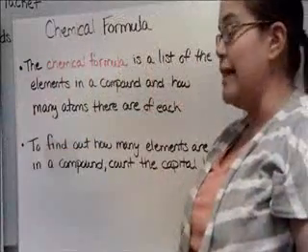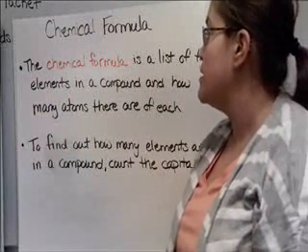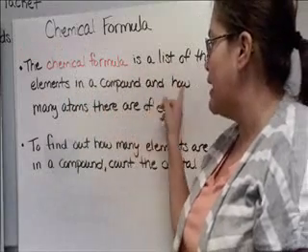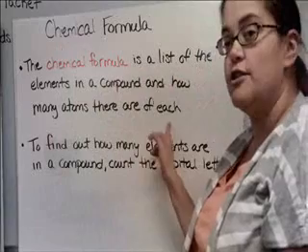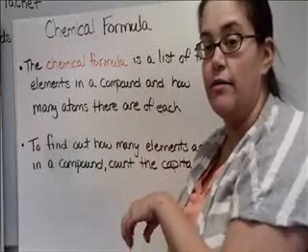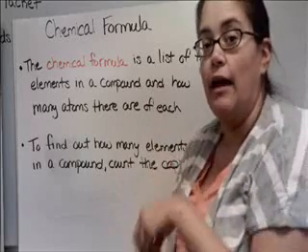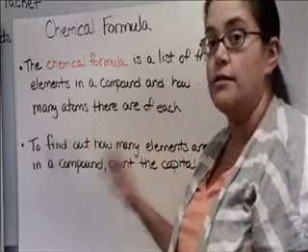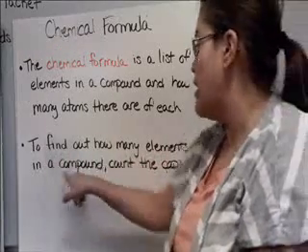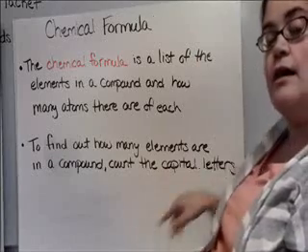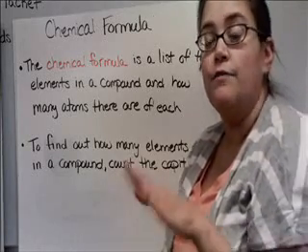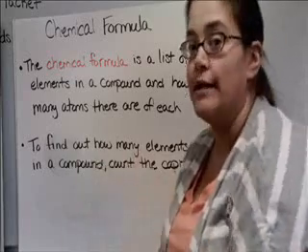Okay. Next is a chemical formula. So the chemical formula is a list of the elements in a compound and how many atoms there are of each. So we list the chemical symbols for each element that's in that compound, and we put a number for how many of that element are in the compound. We'll do some examples. So to find out how many elements are in a compound, we count the capital letters. So remember we said for the chemical symbol, you always capitalize the first letter. So there are 3 capital letters, and there are 3 different elements.